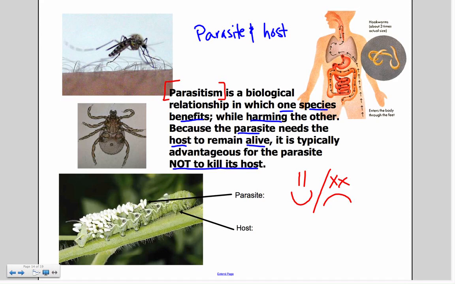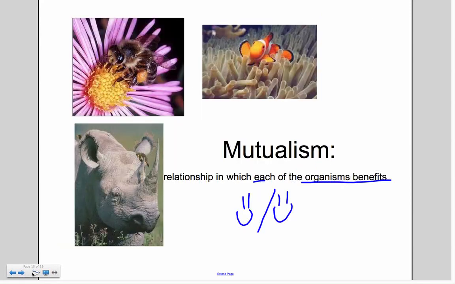The host is this little caterpillar, and the parasite are actually these wasp eggs that are attached to the back. So if your picture's like me, you've got one smiley face and one crossed out face. The next one is mutualism.